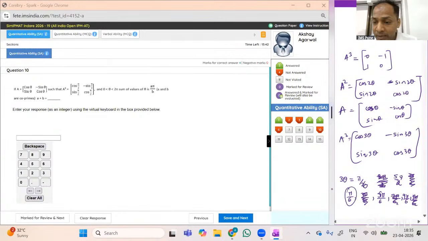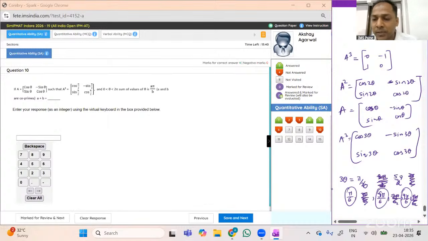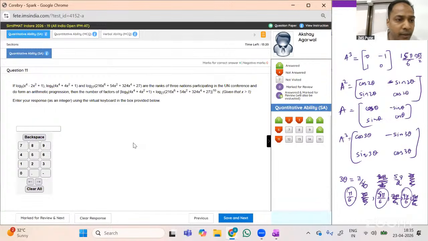Sum of values of theta is this. So pi by 6 plus 5 pi by 6 plus 9 pi by 6. So 6 pi by 6 plus 9 pi by 6, that's 15 pi by 6. So 15 pi by 6, and if I cancel out the common terms, that's 5 pi by 2. So a plus b turns out to be 7. Was this a wrong decision to solve? I don't know, but let's go ahead.